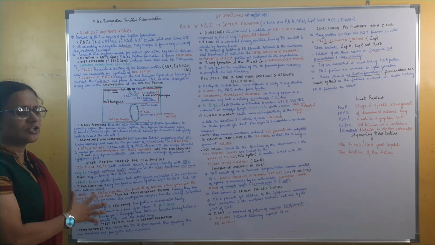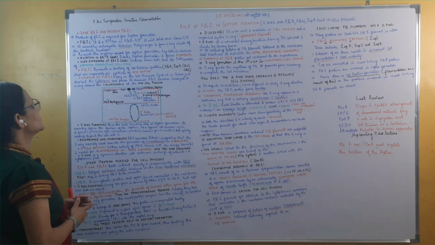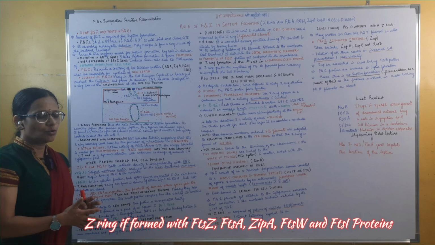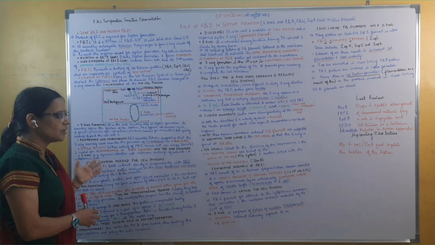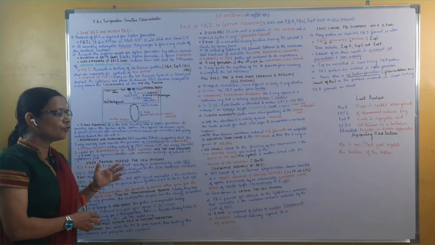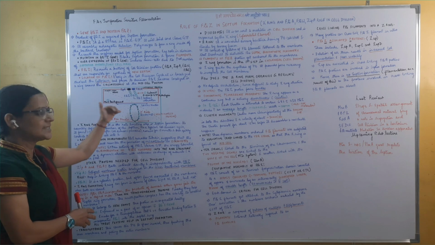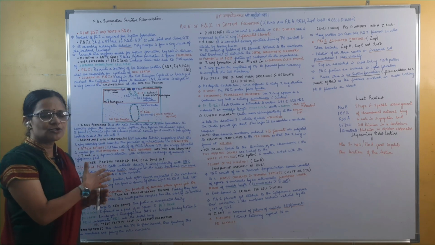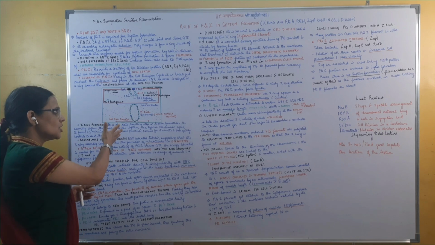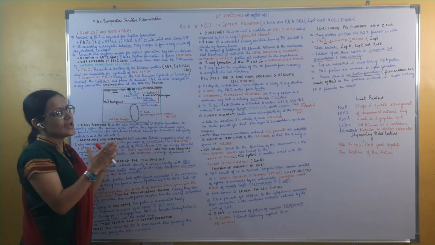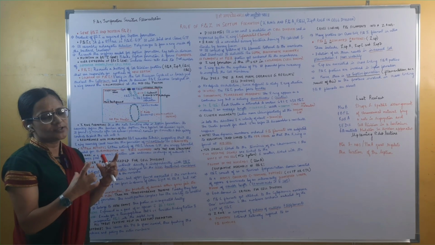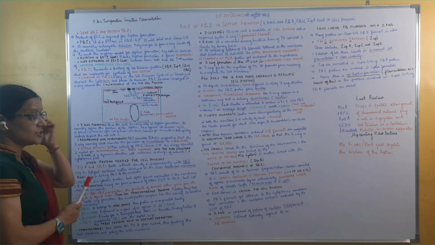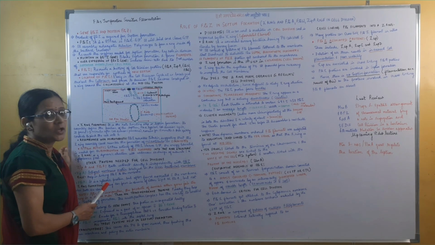The proteins which are involved in formation of septum. Now, you know that proteins are coded by genes. So you have a couple of genes which will code for proteins which are involved in septum formation. As I said, septum is utmost important. The cell has to undergo septum formation and then the actual cell division takes place. So, which are the genes or which are the proteins involved in septum?